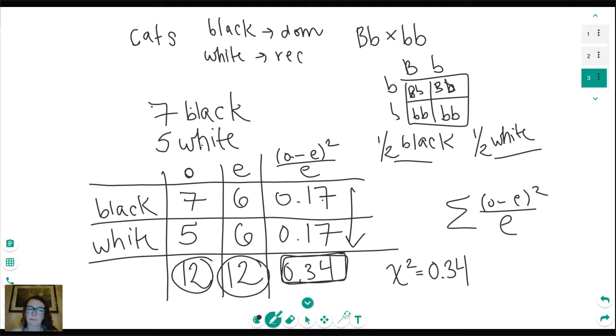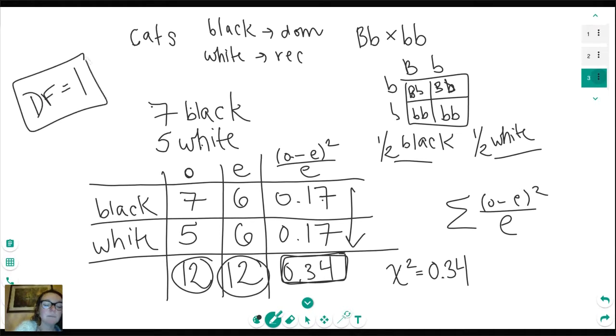Okay, so we got our chi-squared value. Now what? Why do we care? Okay, well, we need to compare this to our critical value. So how many degrees of freedom do we have here? Well, we have two possible phenotypes, so we have 1 degree of freedom. Okay, so degrees of freedom equals 1. Okay, so we're going to go back and look on our table.